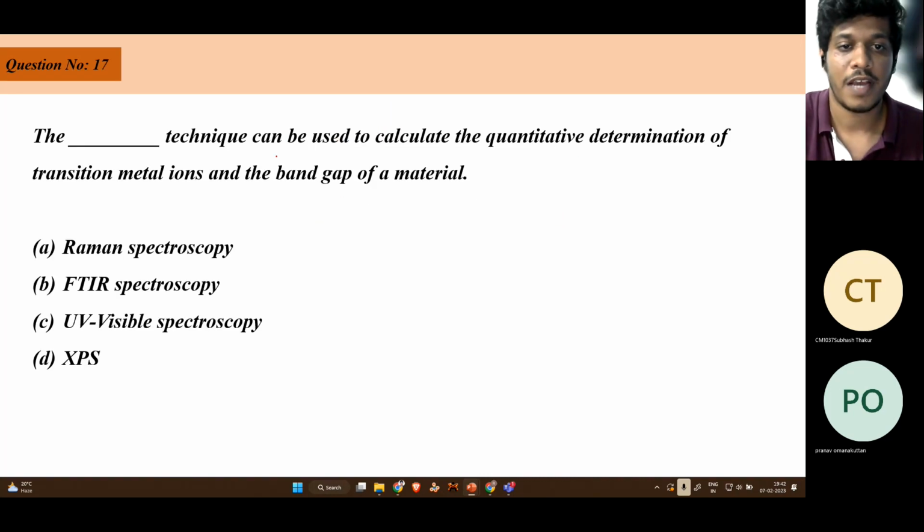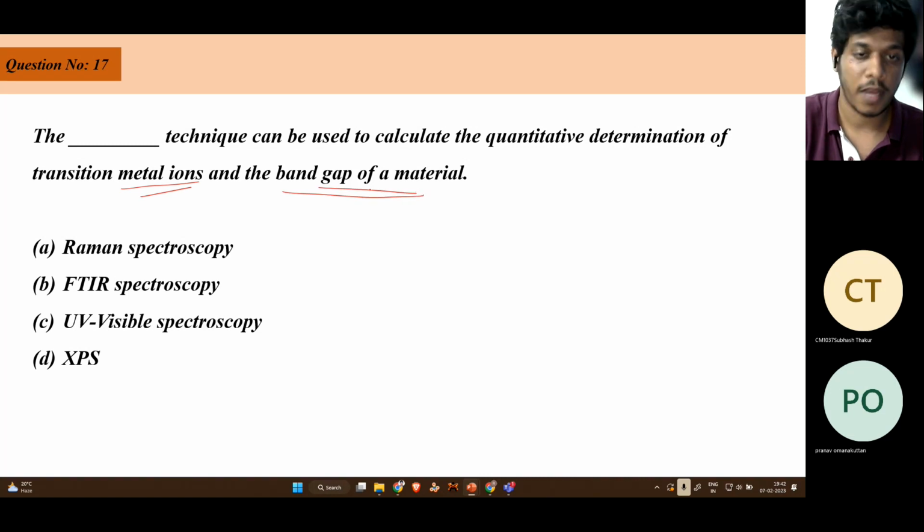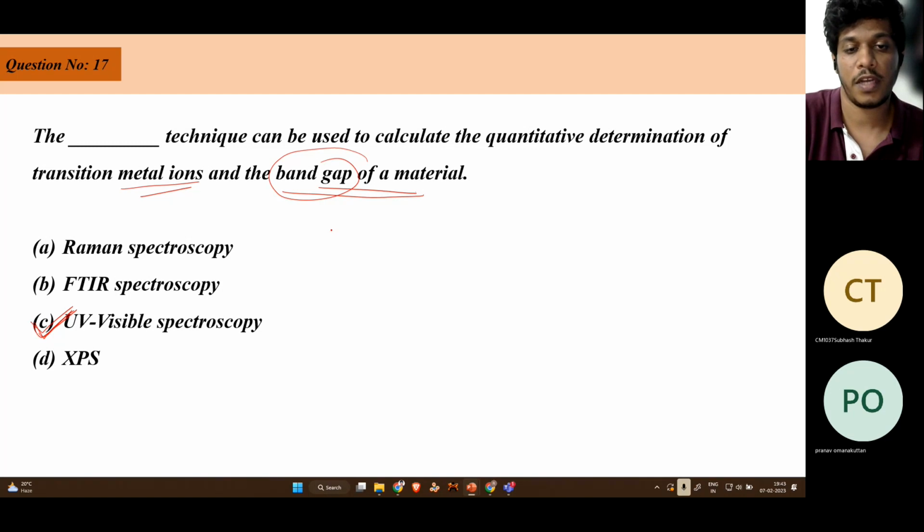Now to go forward, dash is a technique that can be used for the quantitative determination of transition metal ions and the band gap of a material. This is another regularly used technique by material scientists, and it is regularly used to determine the band gap of your material. The answer for this is UV visible spectroscopy. UV visible spectroscopy uses UV and part of visible light to do this characterization, and this will give us a result to see what the band gap is, maybe 3.1 electron volts.